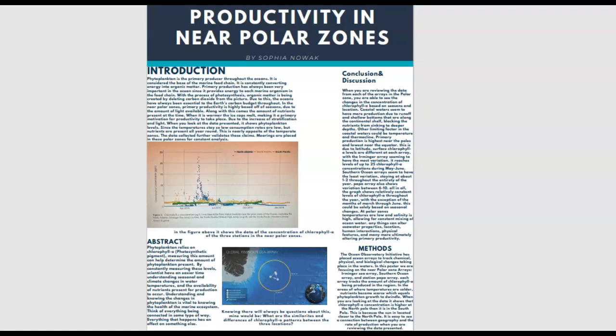In the areas where temperatures are colder, nutrients become scarce, which causes phytoplankton growth to dwindle. When you are looking at the data, it shows that chlorophyll A concentration is higher at the North Pole than it is at the South Pole. This is because the sun is located closer to the North Pole. It is easier to see a connection between geography and the rate of production when you are reviewing the data presented.